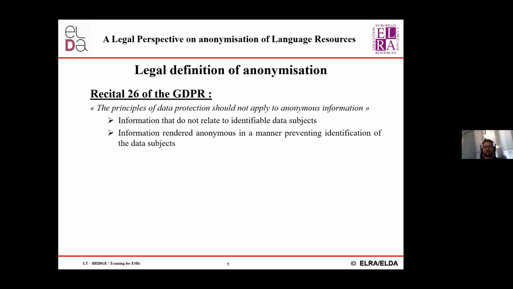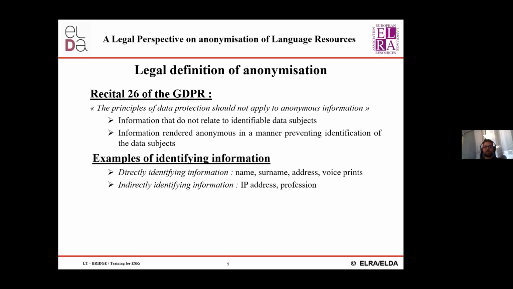So, as has been developed in the introductory talk by Marchis, these are some examples of identifying information. There can be directly identifying information such as the name, the surname, the address, and in the case of speech data, the voice print, which is biometric data. There is also indirectly identifying information such as the IP address, profession, or any other contextual information that could help provide identification of the persons.